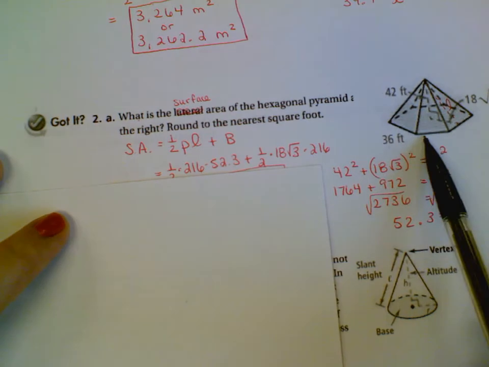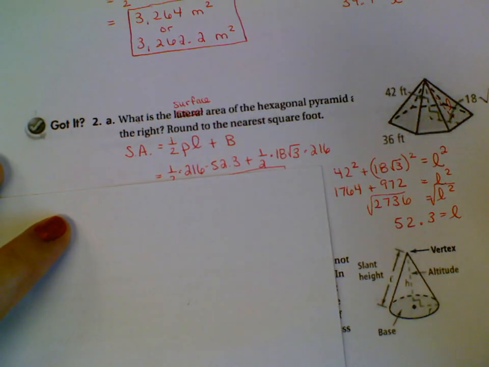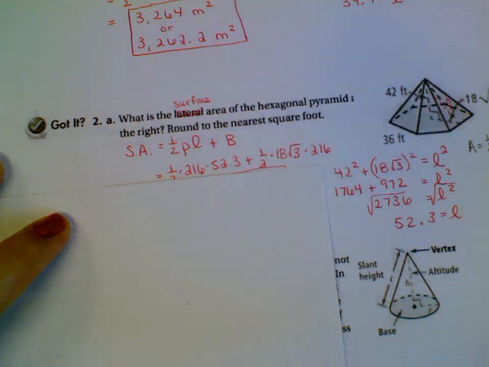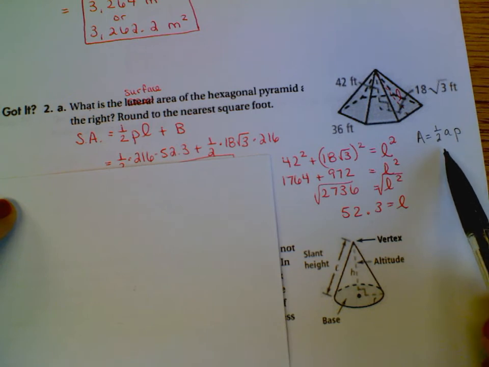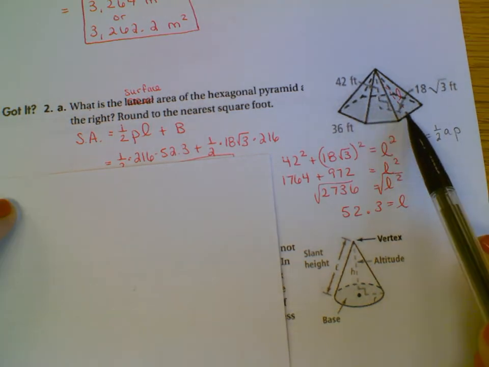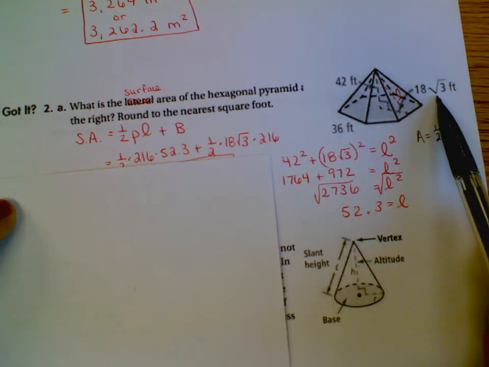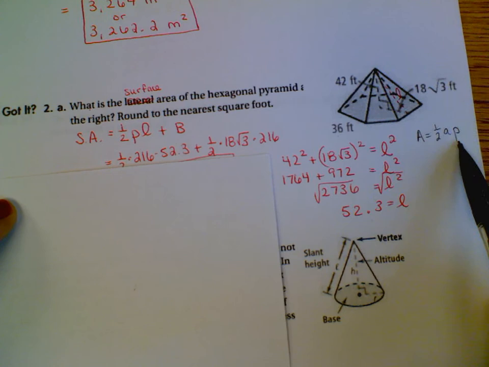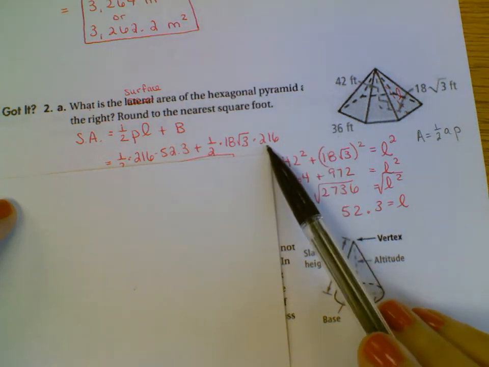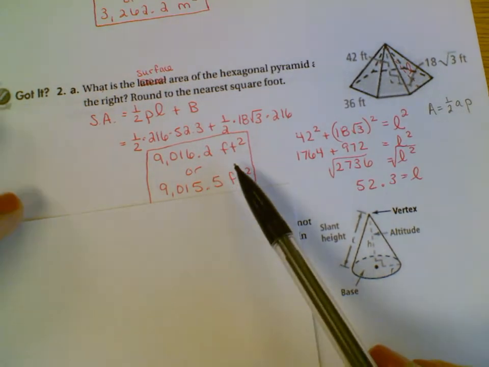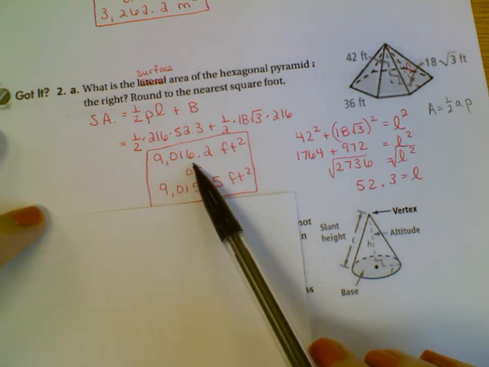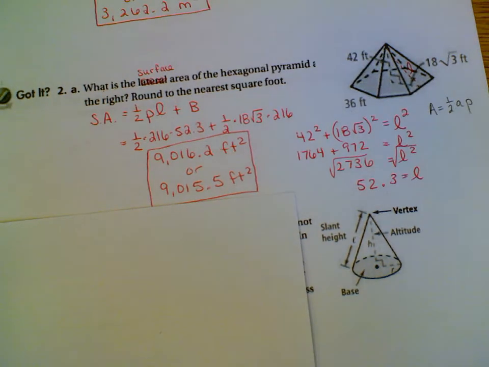Then this is a hexagon, so in this case I would have to do area equaling a half times apothem times perimeter. So for my apothem, they actually already gave it to me because this is from the center perpendicular to the outside, so I can use 18 square roots of 3. And then for the perimeter, I already found that too, it was 216. So computing all of that, a rounded or an exact answer, so 9,016.2 or 9,015.5.